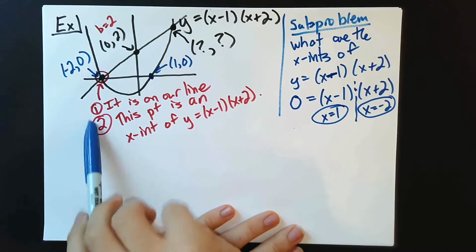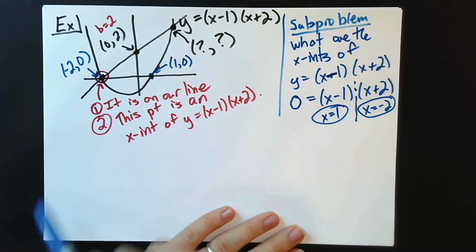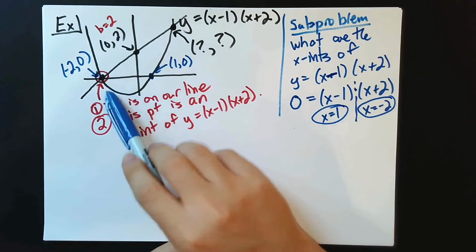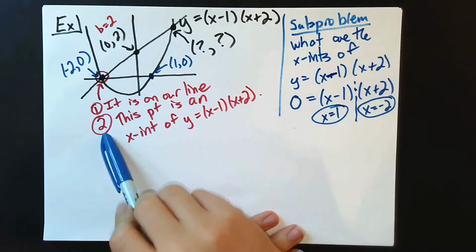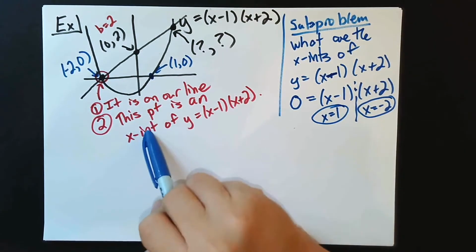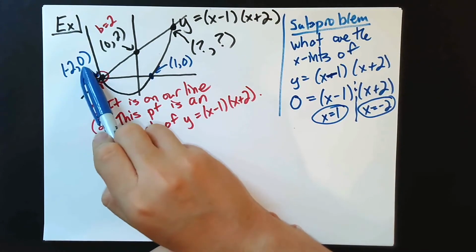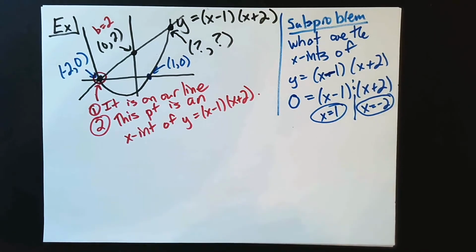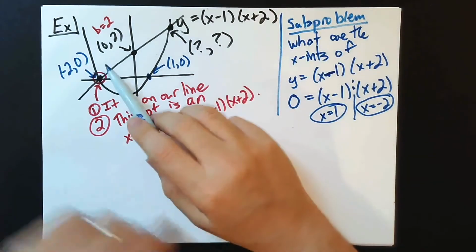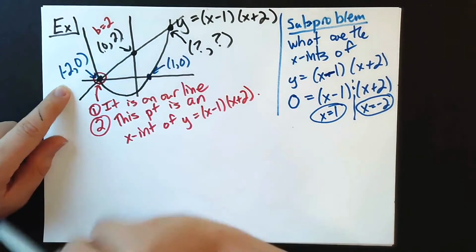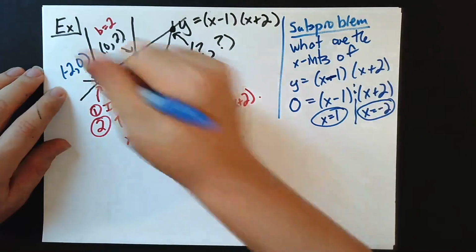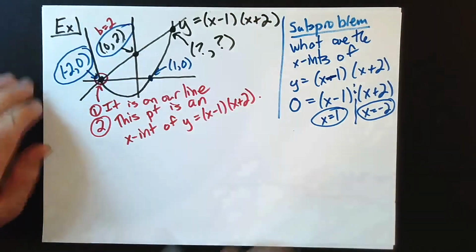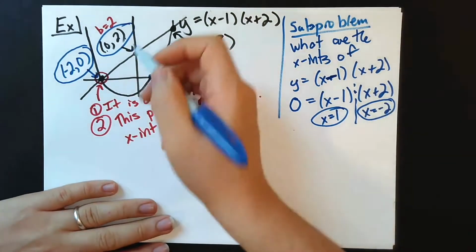Now we used what we wrote down as point number 2 here, that this point is an x-intercept of this parabola. But now, point number 1 is helpful, because this point we now know is (minus 2, 0). And so (minus 2, 0) is on our line. Since (minus 2, 0) is on our line, and (0, 2) is on our line, I can use these two points to find the slope of this line.